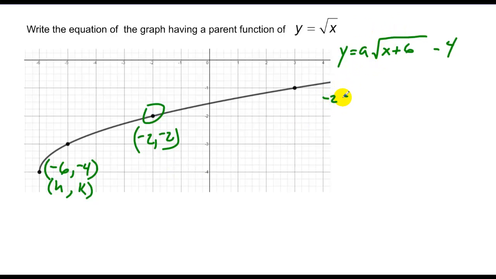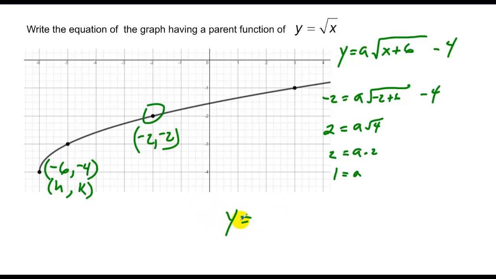Here's -2 equals a times the root of -2 plus 6 minus 4. Solve for a by bringing the 4 over. This gives me a 2 is equal to a times the square root of 4, which is also 2. Divide by 2, and a is equal to 1. So my equation, y equals root x plus 6 minus 4. Done.